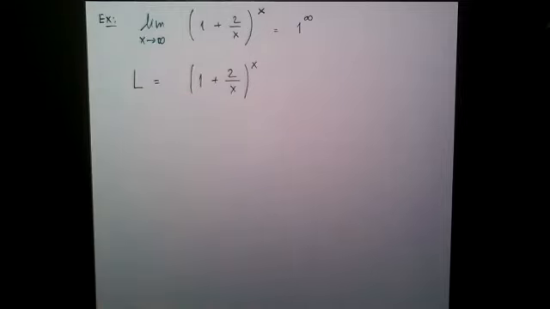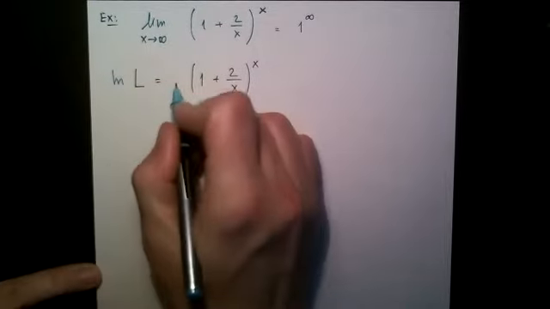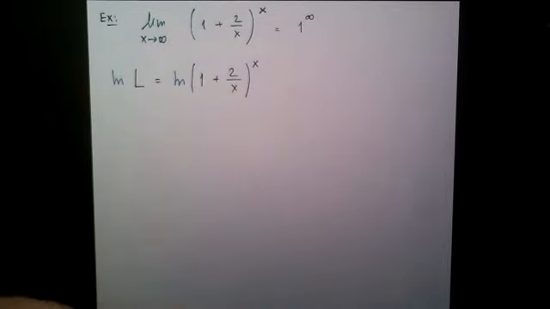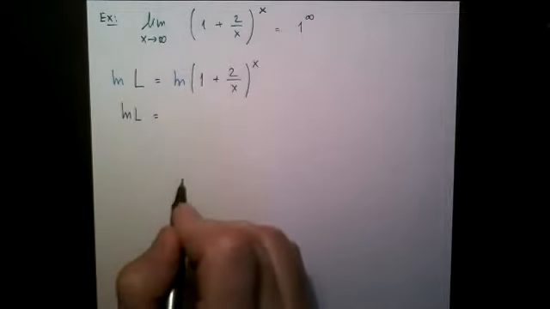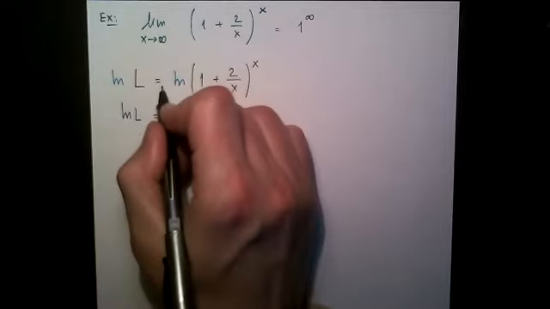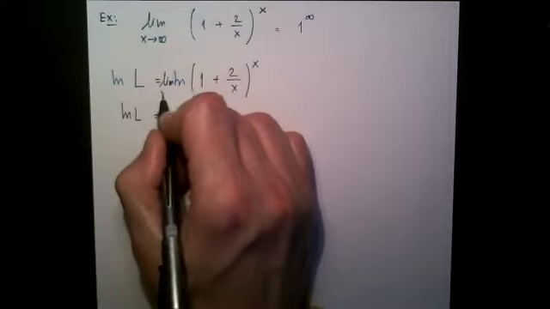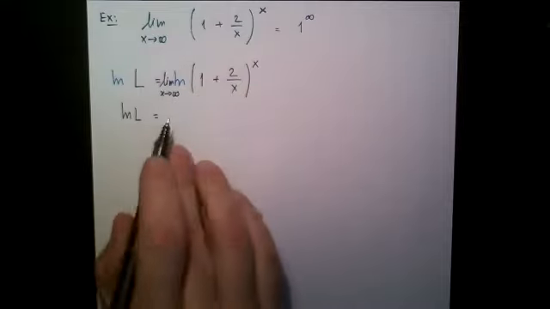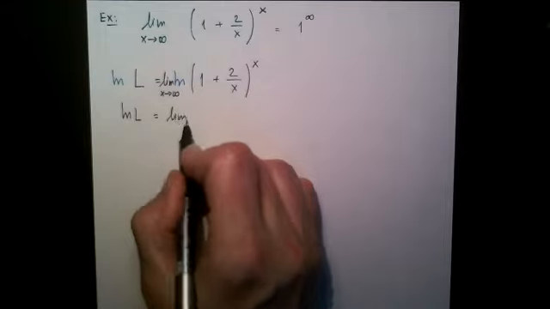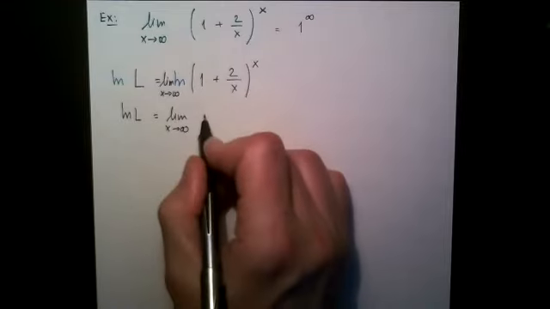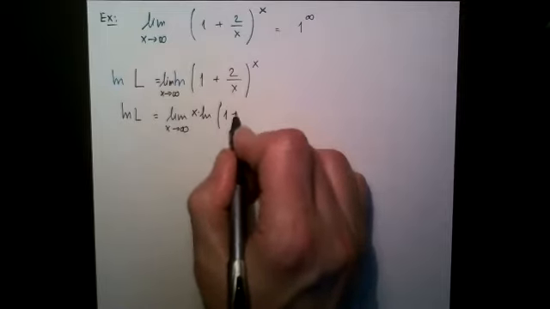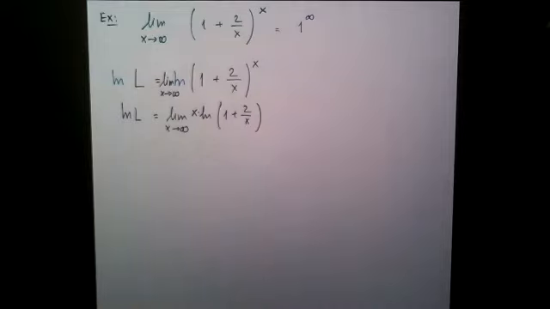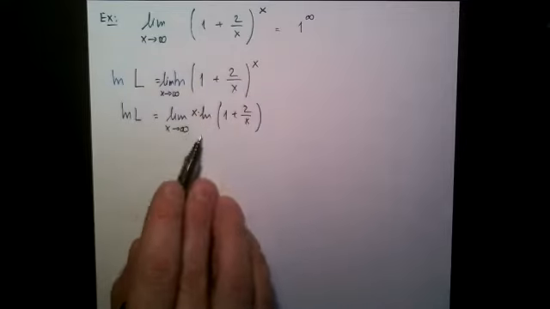So now I have ln of L. Sorry, I forgot to write the limit here. Limit as x approaches infinity. So ln of L will be the limit as x approaches infinity of x times the ln of 1 plus 2 over x. You okay with this? I just brought the x in front of the ln.